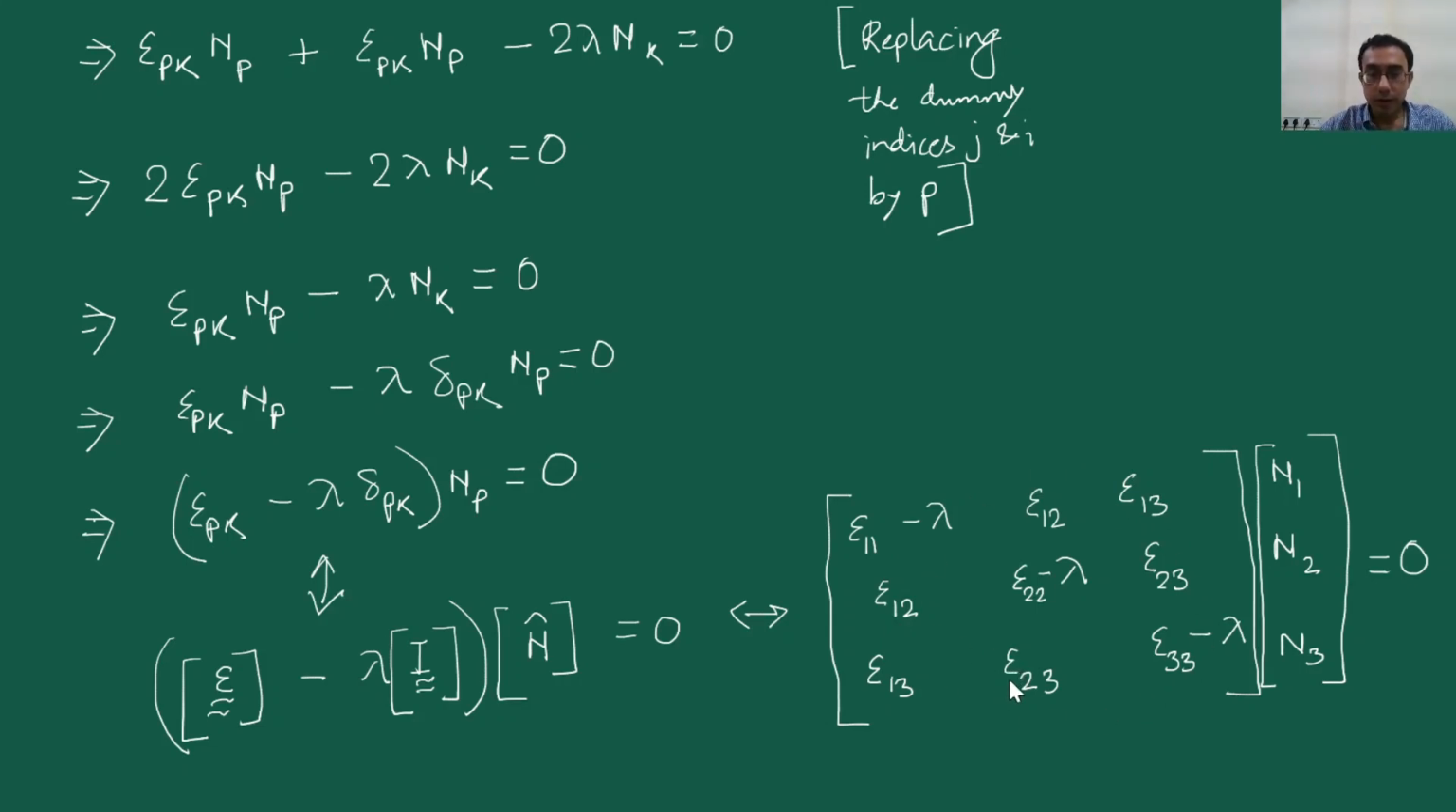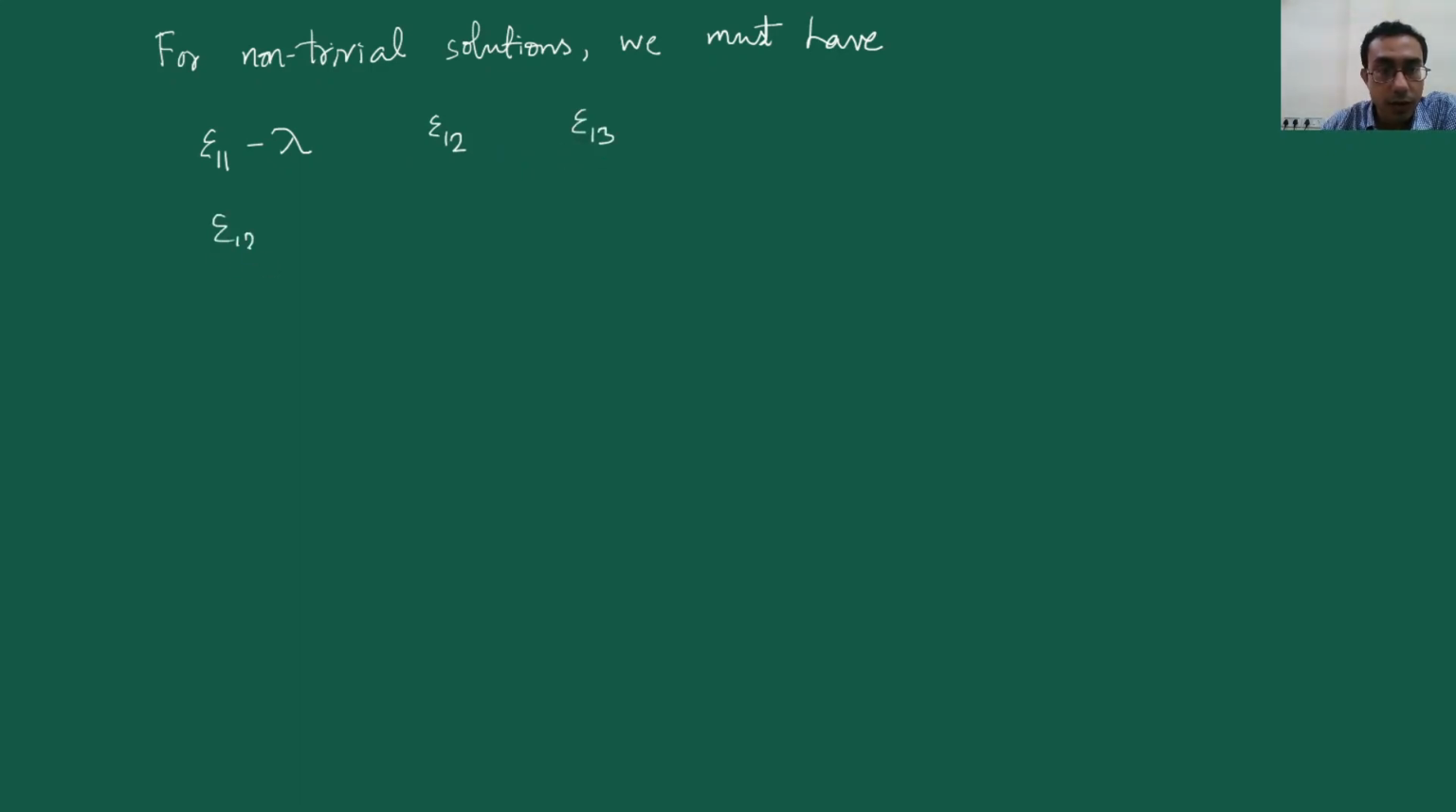So going to the next page, for non-trivial solutions, we must have the determinant of ε11 − λ, ε12, ε13; ε12, ε22 − λ, ε23; ε13, ε23, and ε33 − λ.